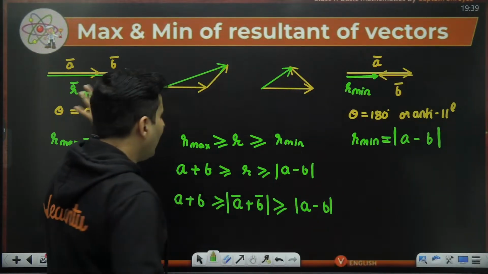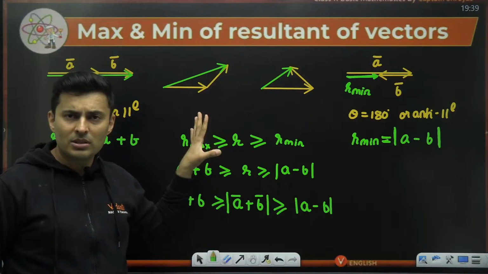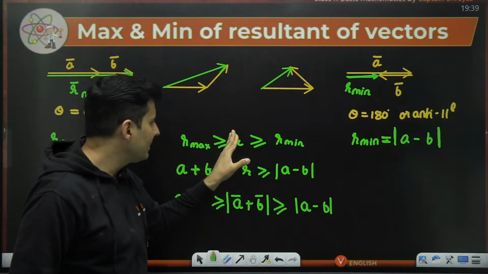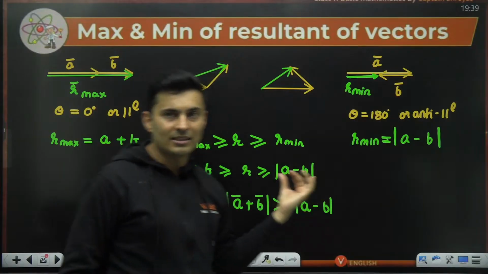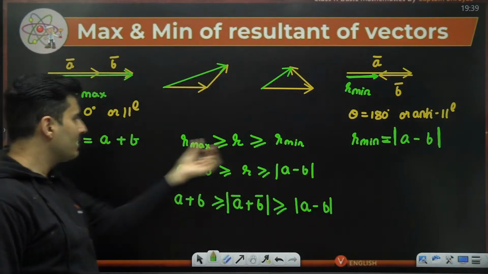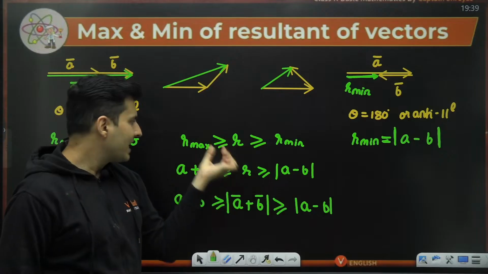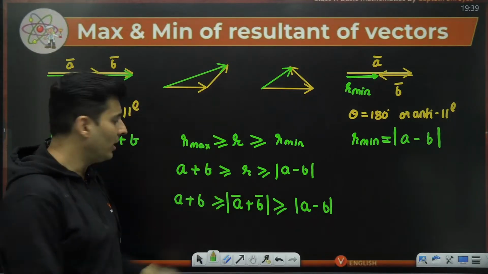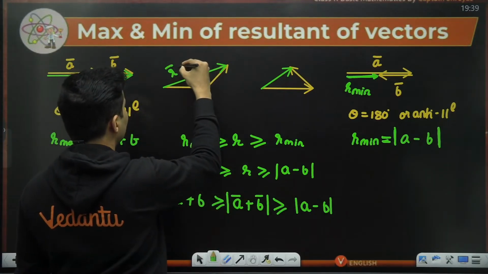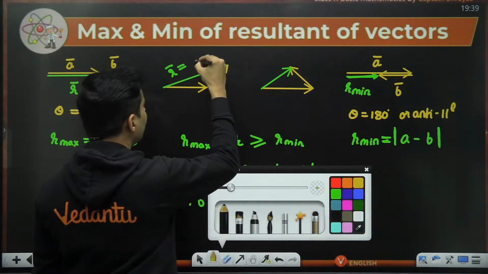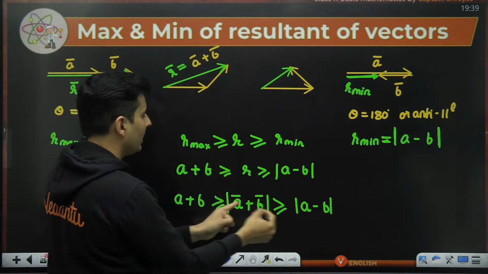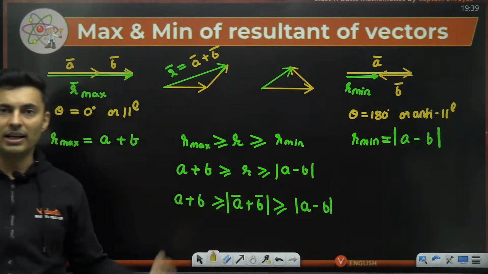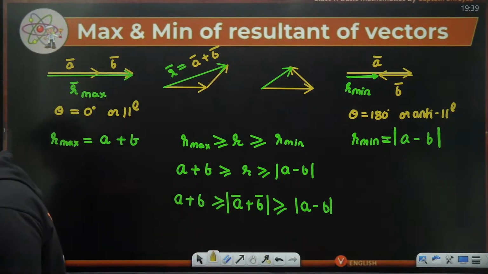So anytime else, when the angle is acute or obtuse, the resultant will be lesser than the maximum value and more than the least value. R max is A plus B, R minimum is A minus B. R is a resultant. Resultant means technically it is A vector plus B vector, but just R means the magnitude of A vector plus B vector. That's why I put the mod symbol over here. Is that absolutely clear?